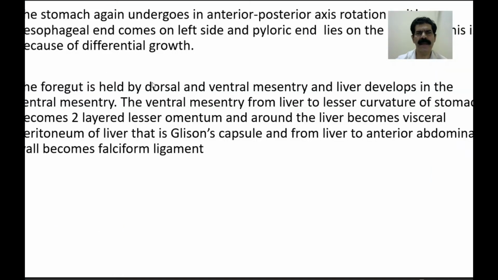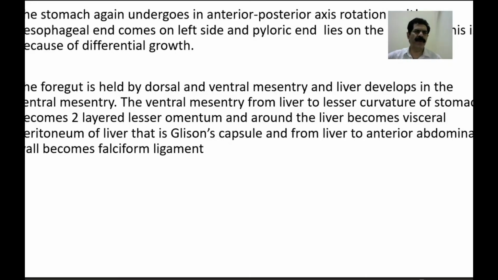So this is the second rotation of the stomach in the anterior-posterior axis, in which the esophageal end becomes the left side and the pyloric end becomes on the right side of the midline. It is because of the adjustment of the stomach at the same time due to development of the liver on the right side. So this is the position of the stomach.